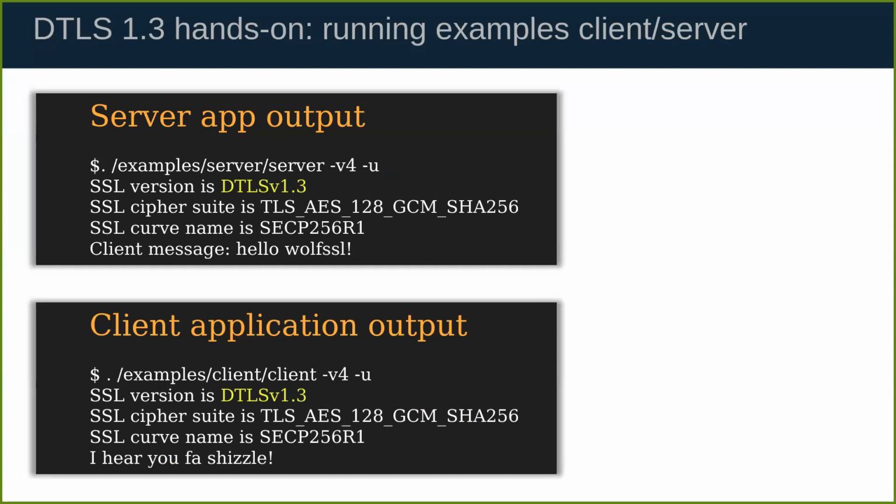So this is the expected output from the example apps. You can see that the negotiated version is DTLS 1.3, and we can see that the cipher suite is a TLS 1.3 cipher suite, and we also have the curve name specified that is used to negotiate the keys for the connection.